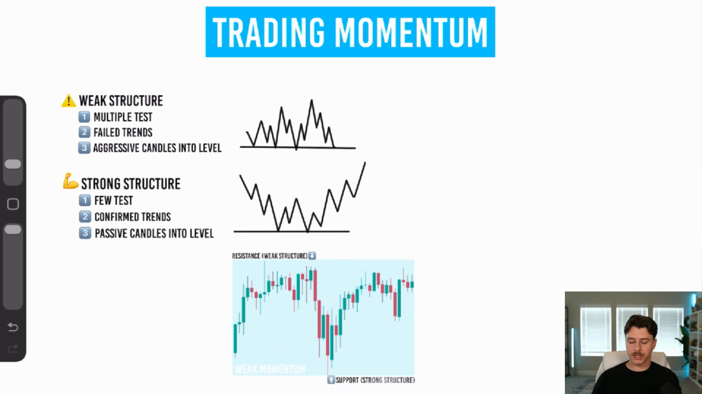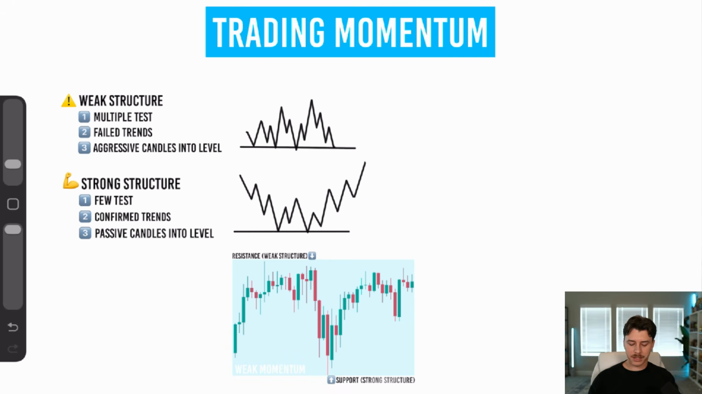That's the difference between strong structure. Weak structure, we've tested multiple times. We're unable to create trends off of this level. We keep seeing aggressive retest into it. And that's the difference. So just to clarify, weak and strong structure can either be a level of support or a level of resistance.